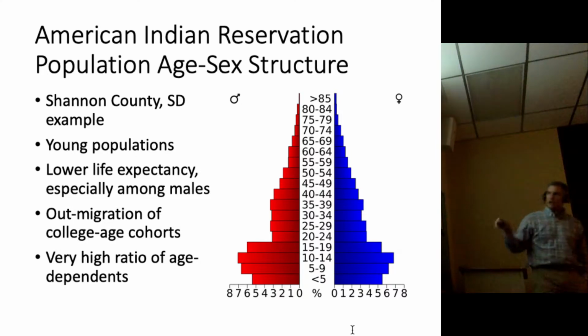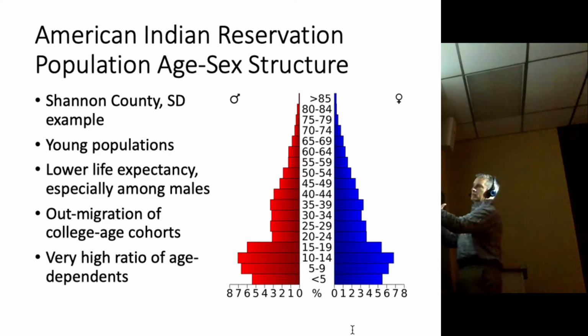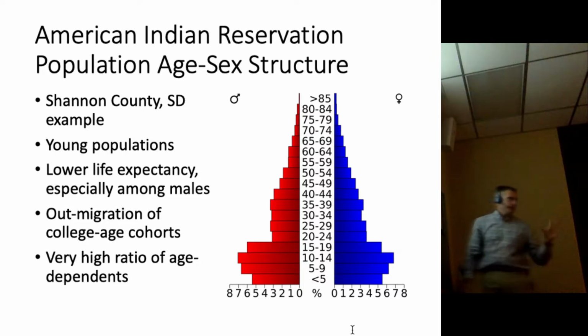If you look at this graph, the x-axis is sort of a dual axis, so it goes 0 to 8%, 0 to 8%, and each one of those cohorts is representing a certain percentage of the total population.